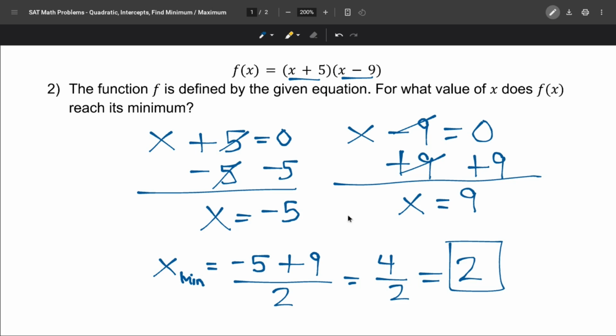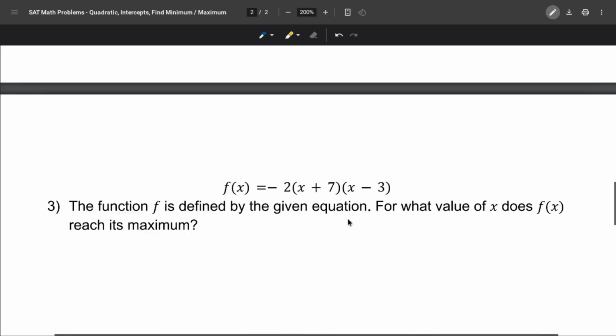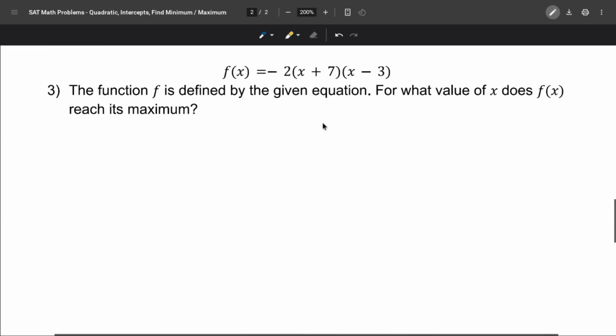All right, let's go to problem 3. So problem 3, we've got f of x equals -2 times the quantity x plus 7 times the quantity x minus 3. So x plus 7 and x minus 3 are the factors. This -2 in front will turn the parabola so it opens upside down, and at the high point, the vertex is going to be your max. Okay, so it's going to have a maximum.